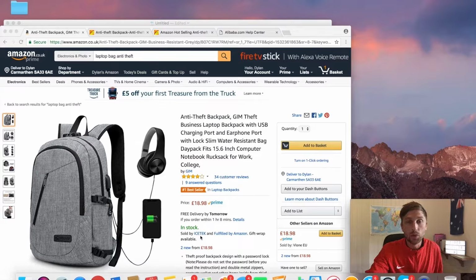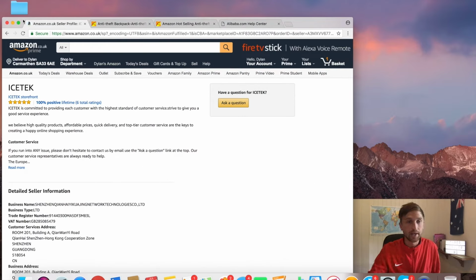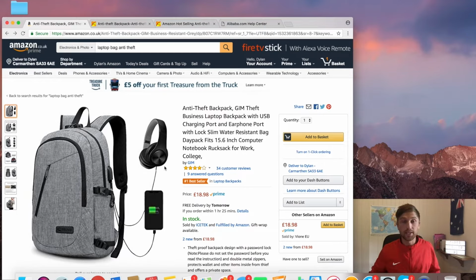Now, if we look at who it's sold by, I haven't checked this, but I'm pretty sure it's going to be someone in China. It is indeed Shenzhen, so they are storing their products in Amazon FBA, and Amazon FBA are doing all the shipping, and they've got access to the millions and millions of customers in the UK marketplace. So they're doing pretty well.